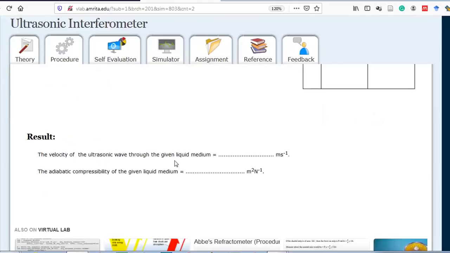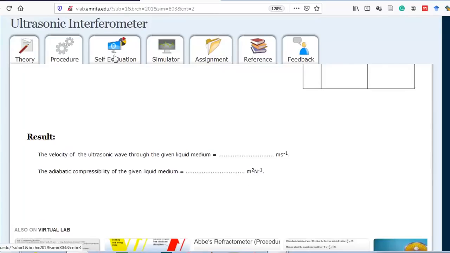And if you remember, I told you many times that whatever result or answer you provide, always write it with the proper unit. So velocity, you know, is in meter per second, that's what they have written in the SI format. Same way, compressibility they have given in meter square per Newton. So you can go through this result part, readings part, as well as the unit part.